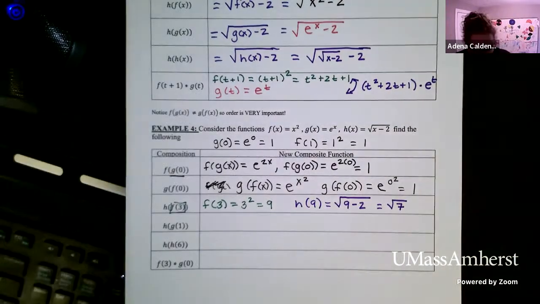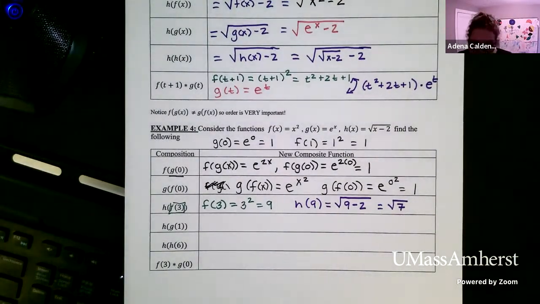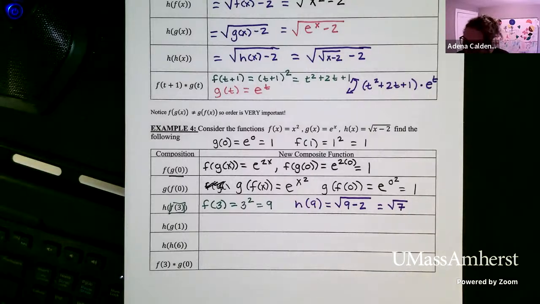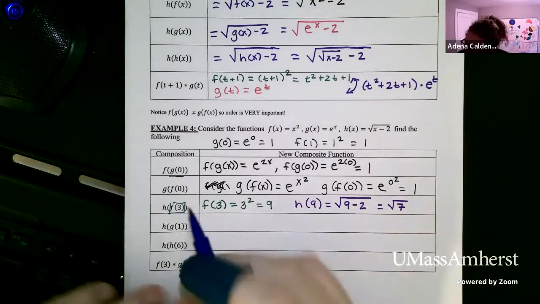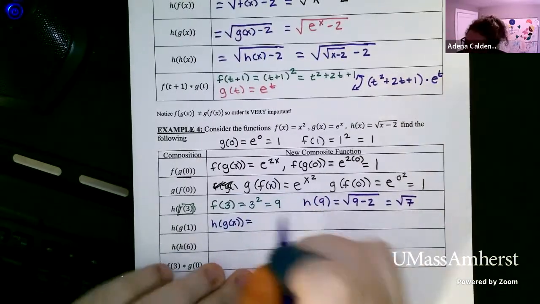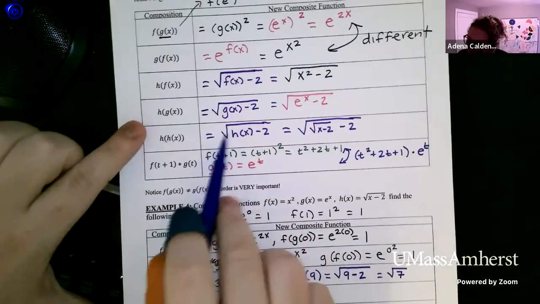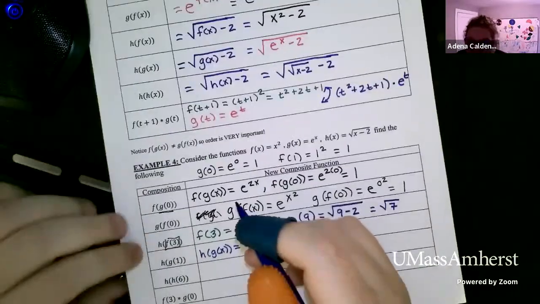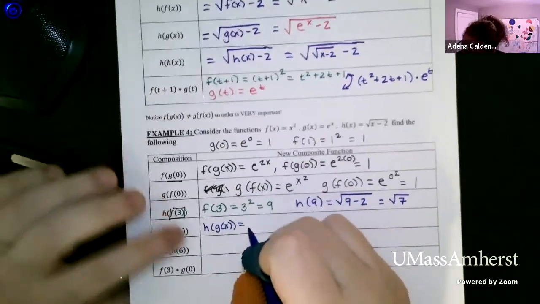For h of g of 1, we can go ahead and go back to the composite function. So for h of g of x, okay, we go up, we said h of g of x, our function was e to the x minus 2 under the square root.